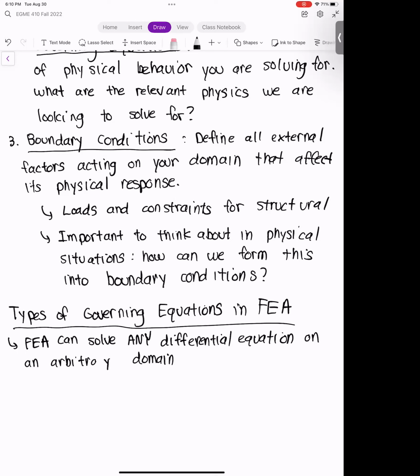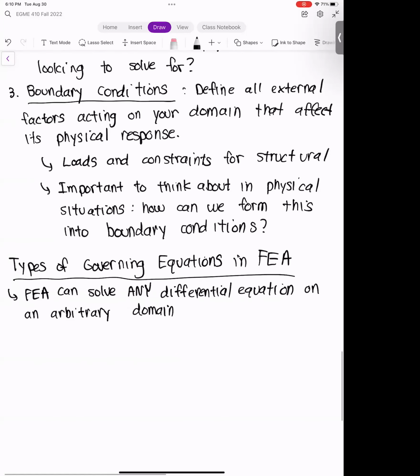Okay, and so here is a list of the more common ones that you'll find in ANSYS, as well as in other finite element software. The first one, and the one that we did last Thursday, was a structural mechanics simulation, but in particular, it was a very special kind of structural mechanics called linear elasticity.